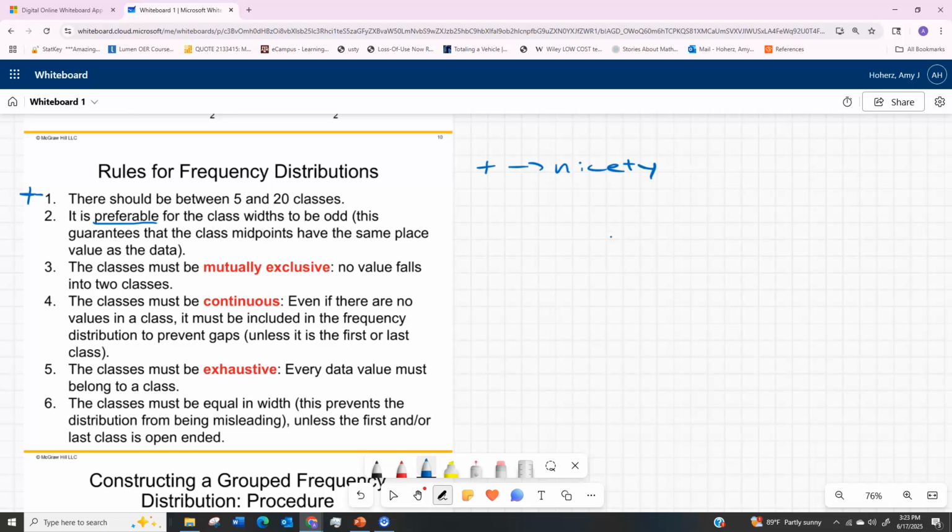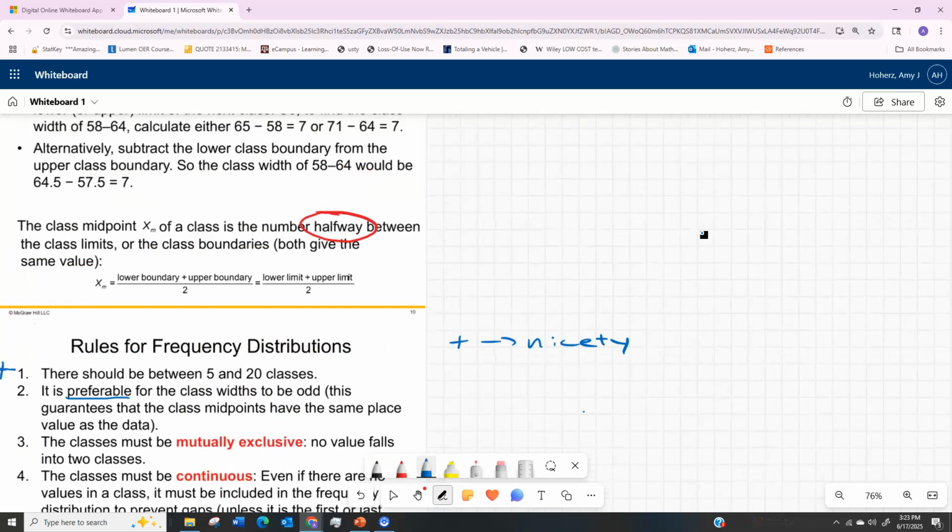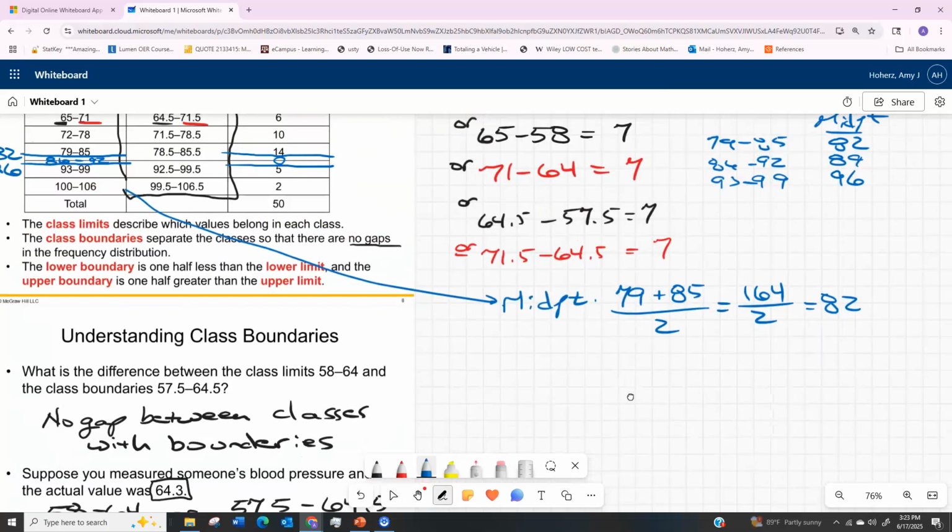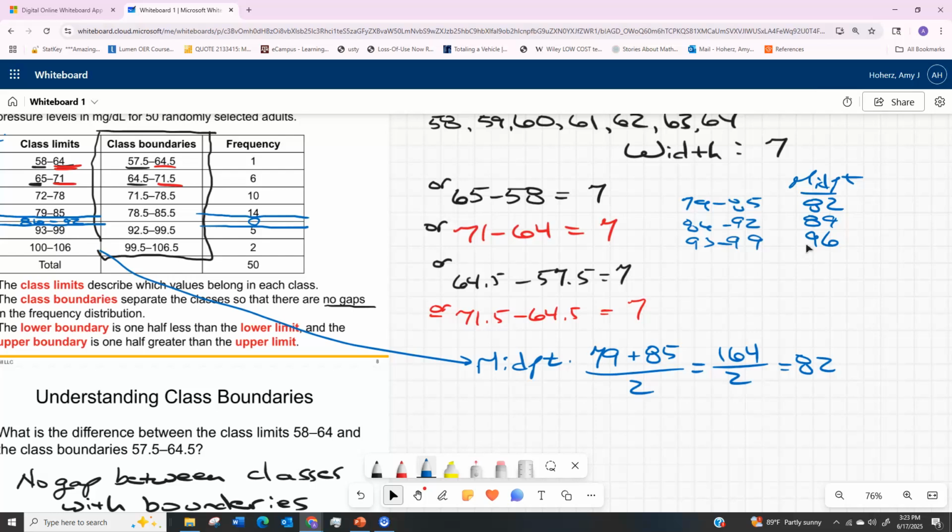The reason for that is because then the class midpoints have the same place as the data value. So you notice when we were doing those up there, we got like 96 as a midpoint. If you don't make the class widths odd, that would have come out as like a half instead of just coming out to be like 90. What were our values? I've forgotten already. So we had our midpoints of 82, 89, 96.